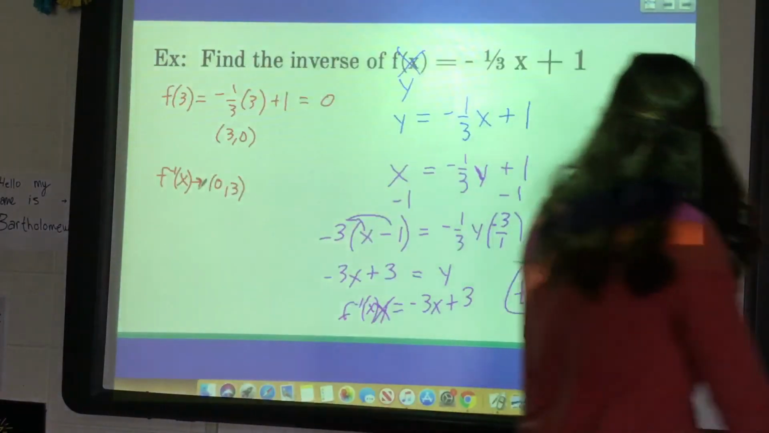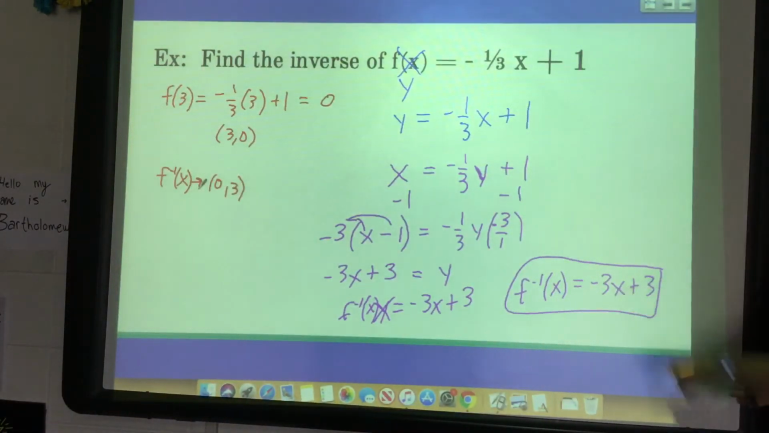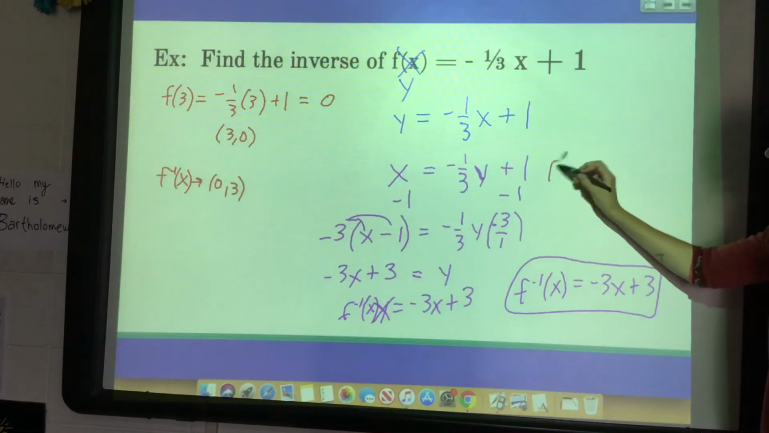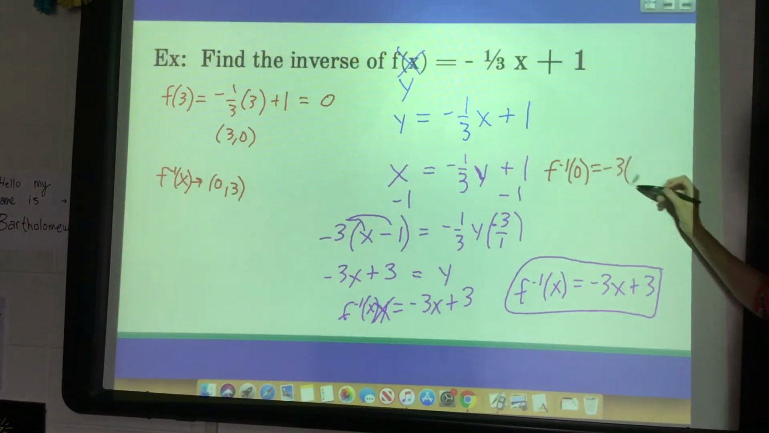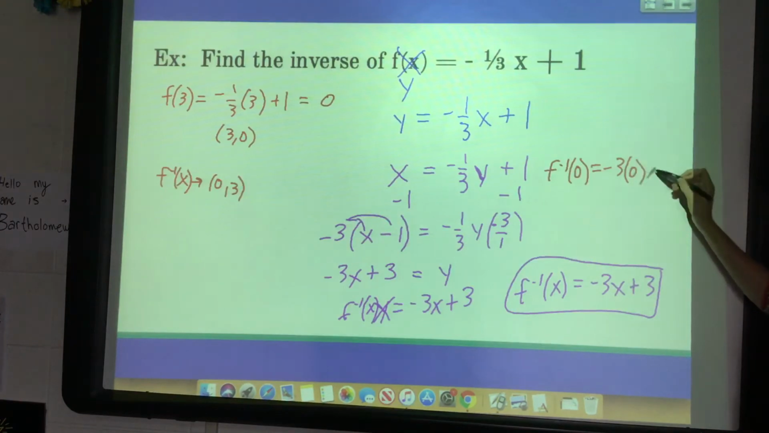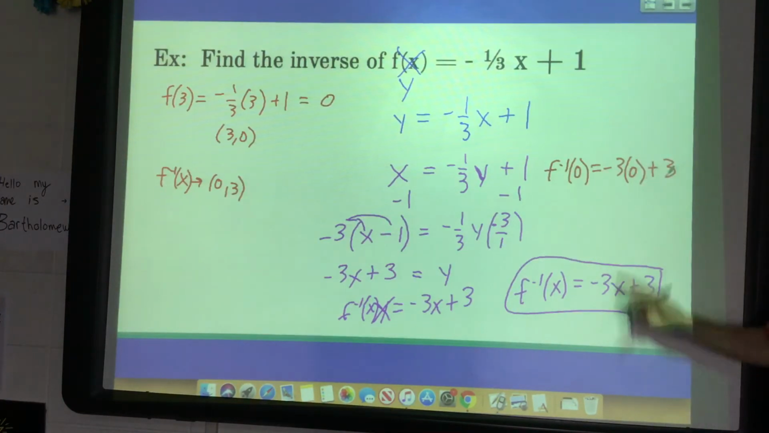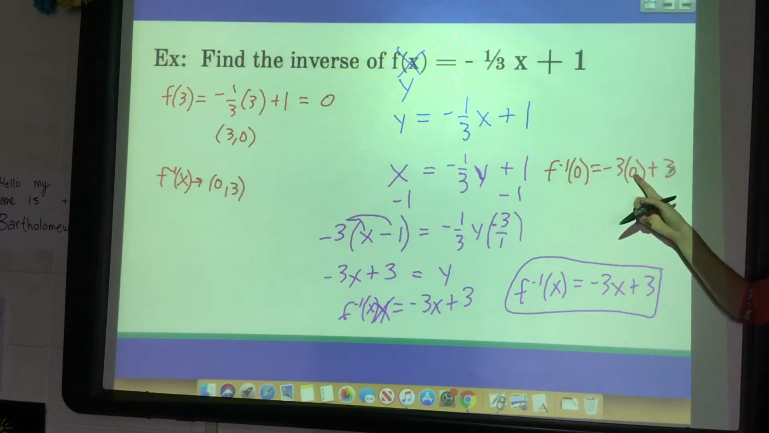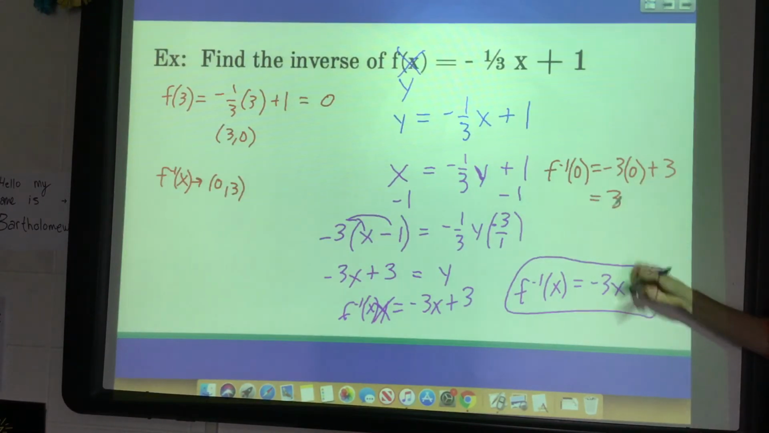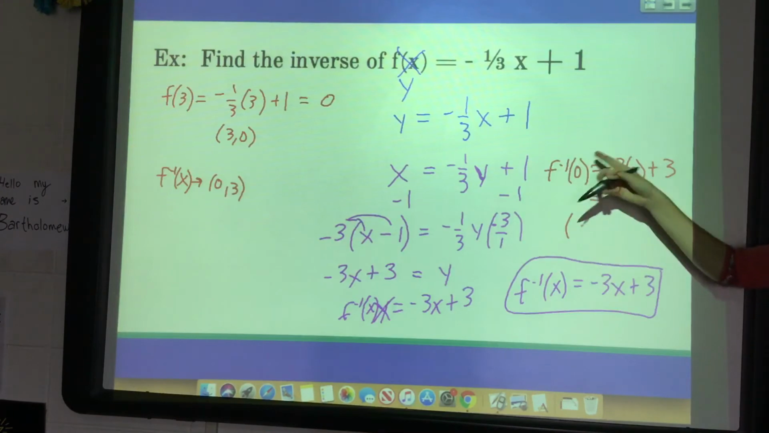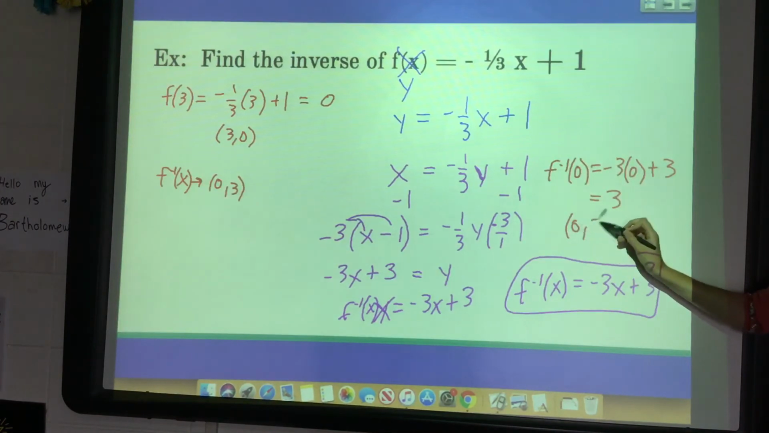If I substitute in 0 to this x, so f inverse at 0, so plug in 0 for x, -3 times 0 is 0, plus 3 is 3. So it did work. Notice that this has the point 0, 3. We could try with other values as well.